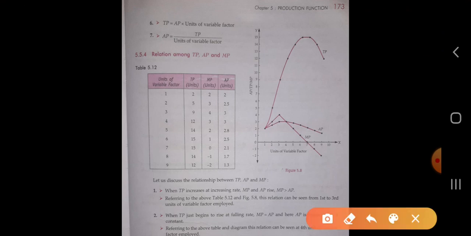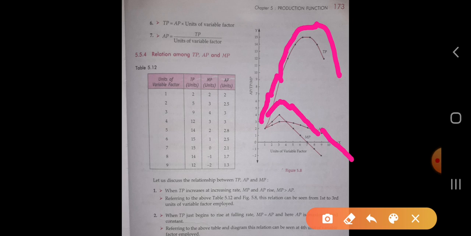Initially TP increases at increasing rate, it starts to rise at the falling rate, and then it increases with the diminishing rate. It becomes maximum and constant. After that it starts to decline. Here MP is more than the AP, and then MP equals AP. After that MP declines to 0, and at last it becomes negative.